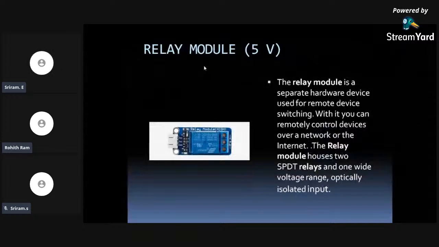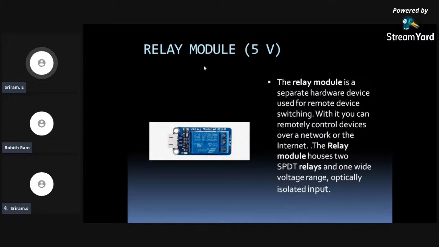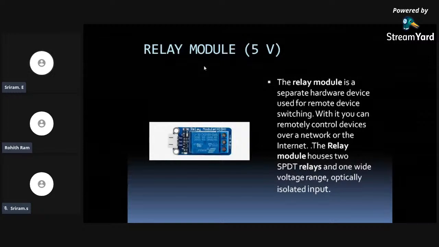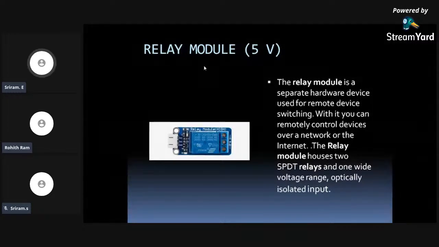The relay module. The picture which is seen in the left side of the slide is a 5-volt relay module and is used for the automatic room light controller. There are many other relay modules with higher voltage which is used for various appliances. It is a basic module. It is a separate hardware device by which you can control device by remote switching. You can control devices remotely over a network or the internet. It has two SPDT relays and one wide voltage range optically isolated input.